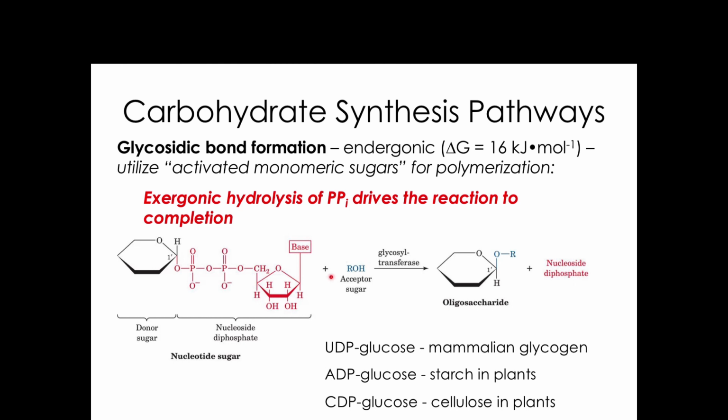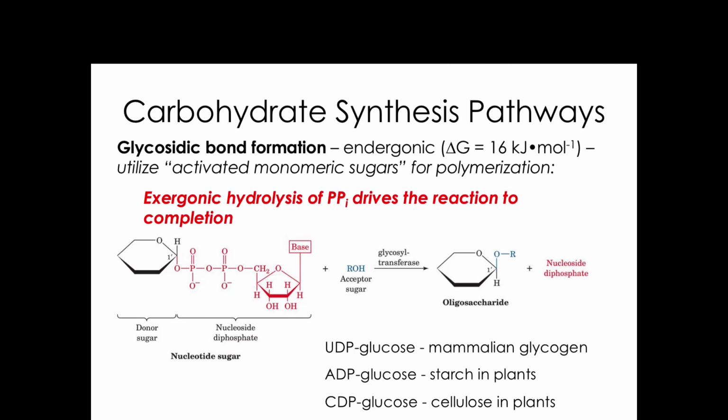So again, we're going to have some acceptor sugar. It's going to come in. It's going to be able to nucleophilically attack this anomeric carbon, probably after this has already left and departed and created that very electrophilic oxonium ion intermediate.